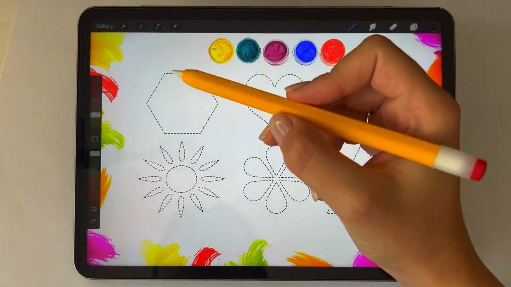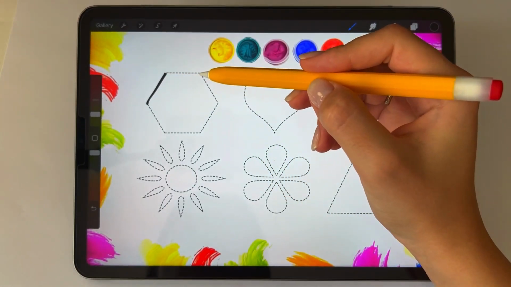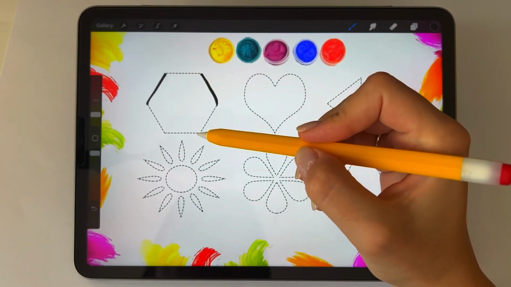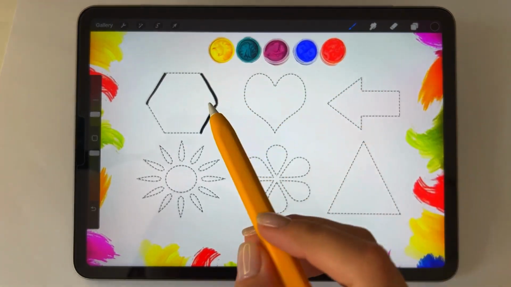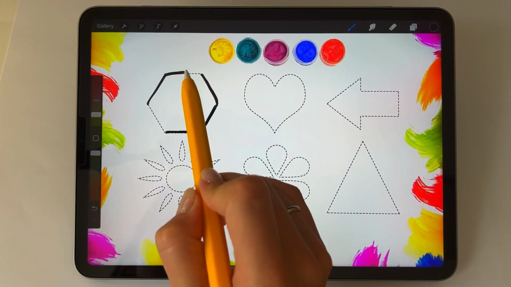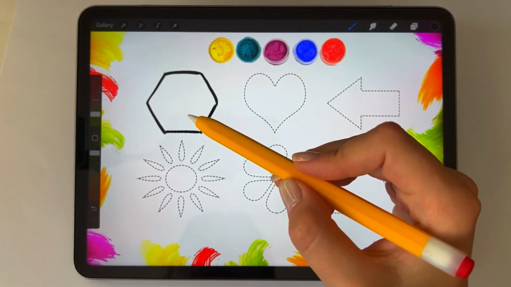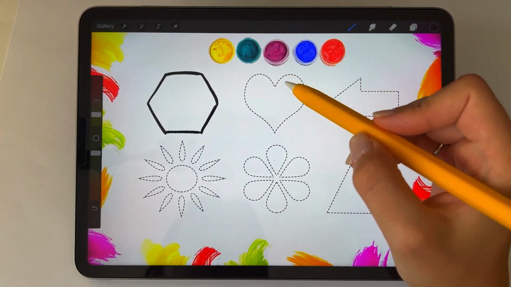So we are going to start with a hexagon. Okay, this is a hexagon, and this one is a heart.